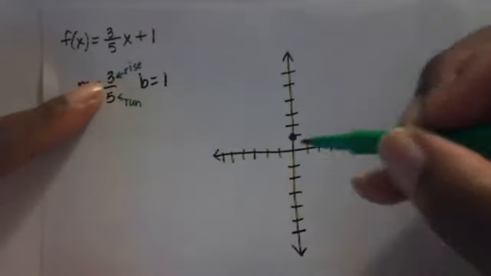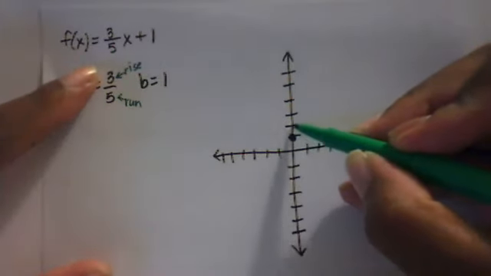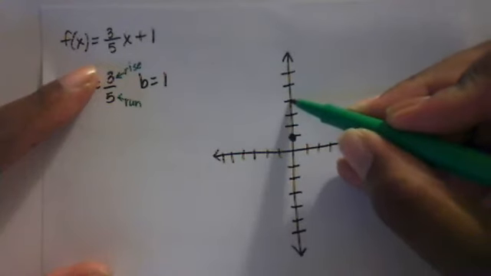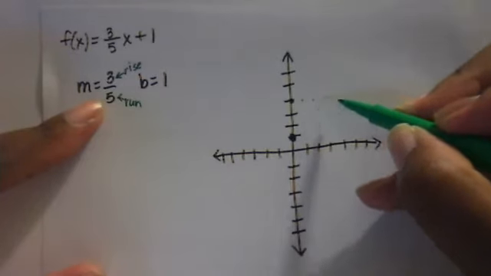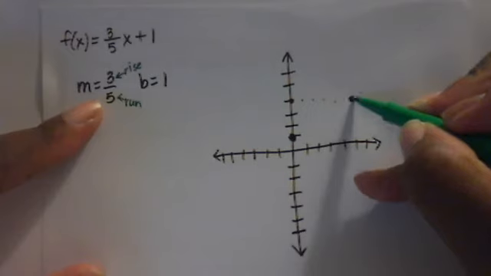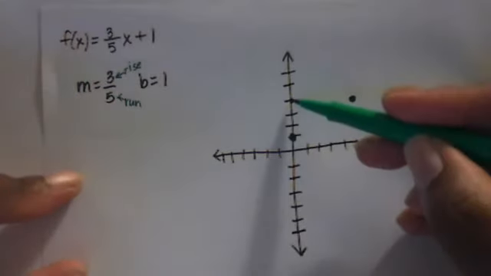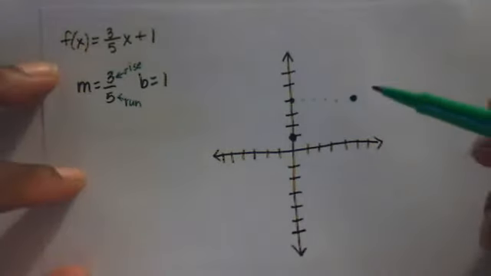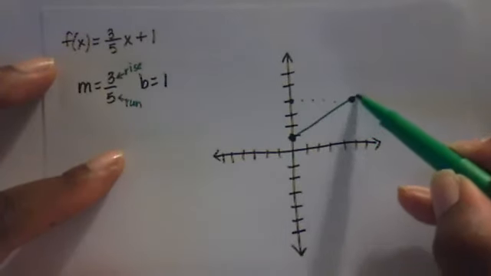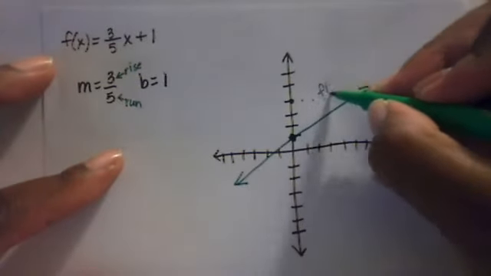So with 3/5, we start at the y-intercept of 1. The rise is 3, so I rise up 1, 2, 3 places. And then the run is 5, so I'm going to run to the right 1, 2, 3, 4, 5, and draw the point. So with the slope of 3/5, I went up 3 from the y-intercept and to the right 5 and drew the point. So now I have the 2 points that I need to draw the graph of that linear function.